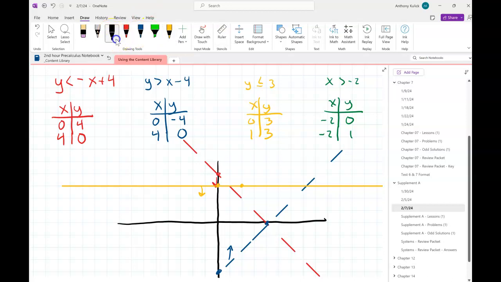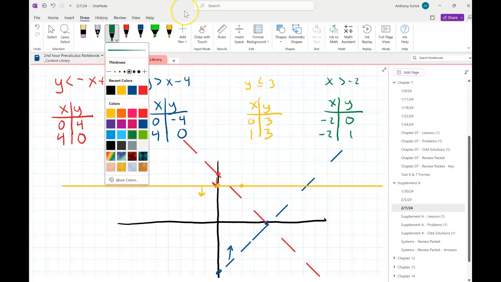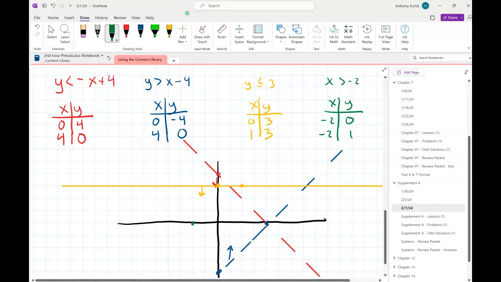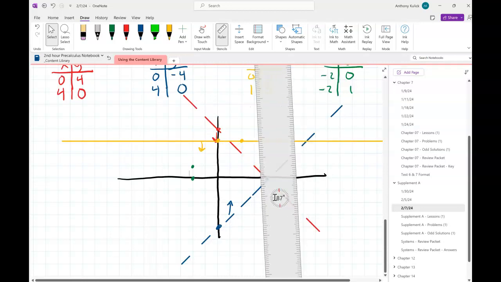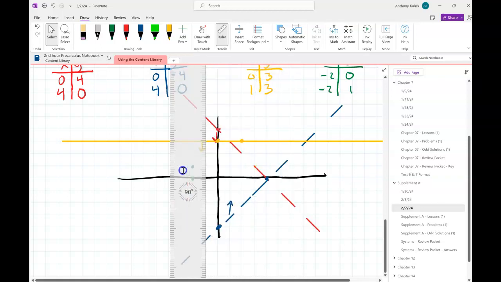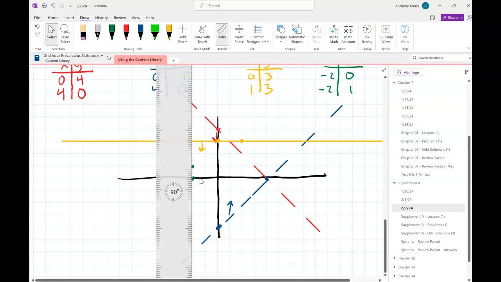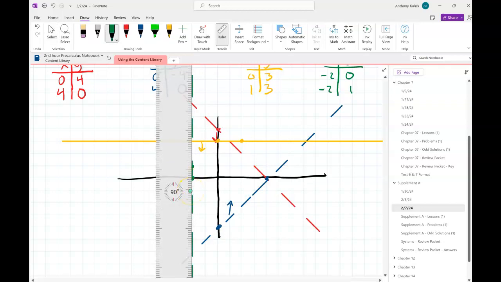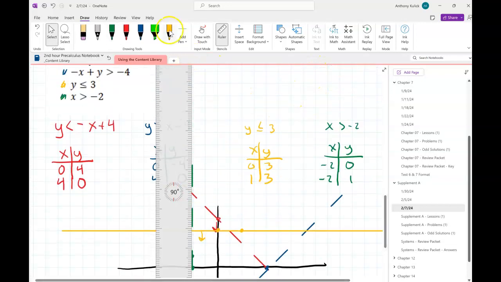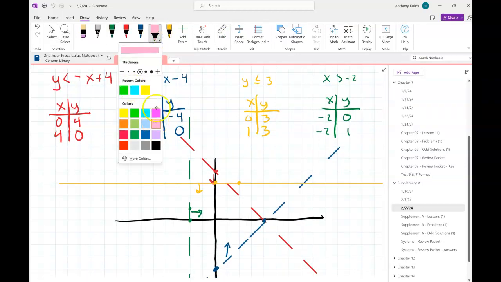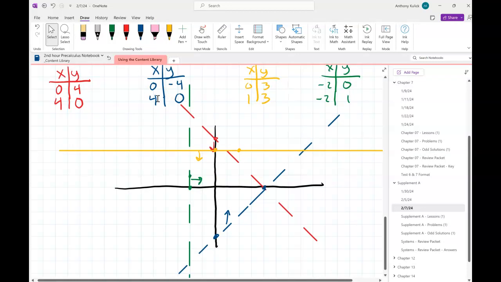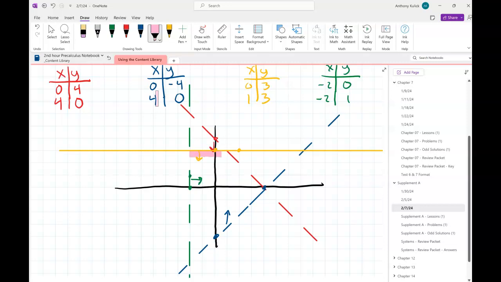And then my final one is the green. So we have -2, 0, and then -2, 1. And again, because it's not an or equal to, this one needs a dashed line also. And because it's greater than, we're going to be shading to the right. So the region that we're interested in is going to be the stuff that's between the green, yellow, red, and blue. So it's like that region in here.